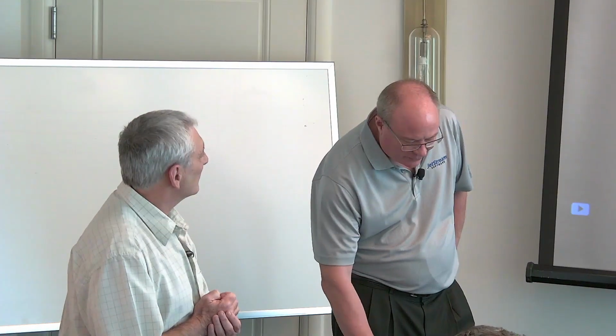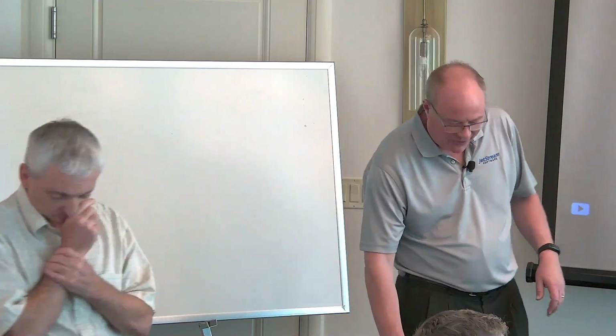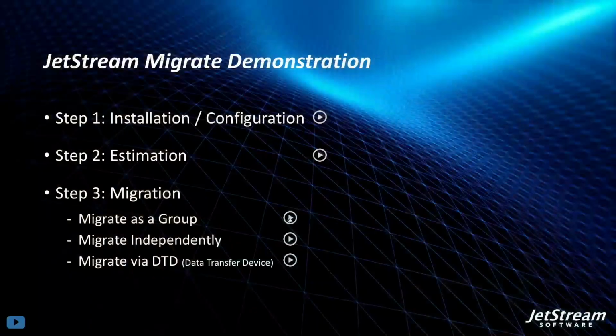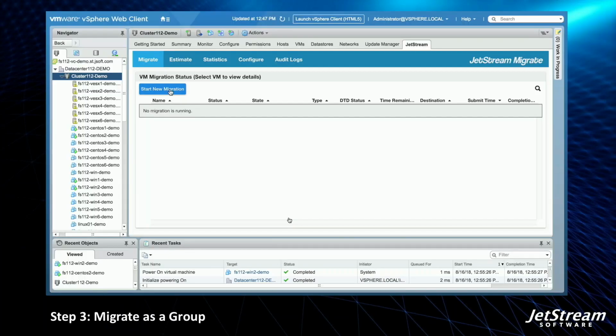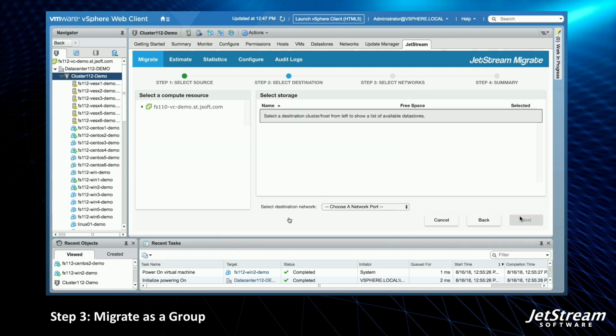Right. Let's take a quick look at migration. Once the estimation is done, we have the option of migrating a group, migrating VMs independently, and then of course we can also do a migration over a data transport device. So if we identify a migration group, we give it a name, we select the VMs that belong to this migration group, and then we commence the migration process. Just like in the estimation stage, we identify the network, the compute, and storage resources at the destination.